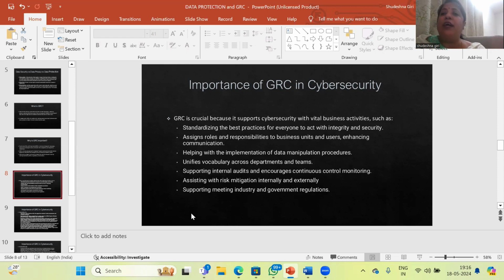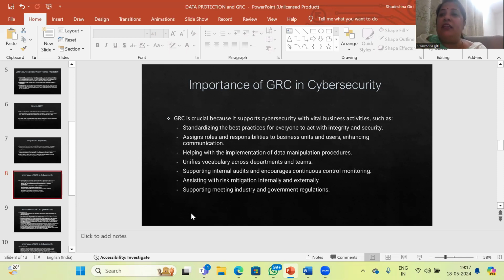It also unifies a vocabulary across departments and teams. There is certain terminology which has to be commonly used. You might be hearing phishing. All these are common terminology. So this kind of terminology makes us aware in an organization that, okay, if this is happening, this is phishing, so you have to talk to this person to avoid such a mail or such a risk. So this unifies the vocabulary.